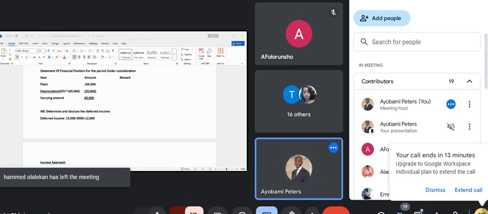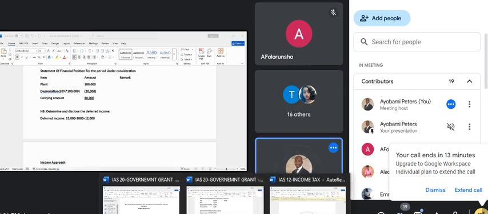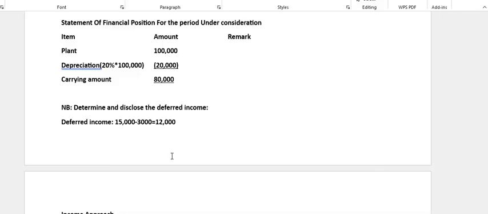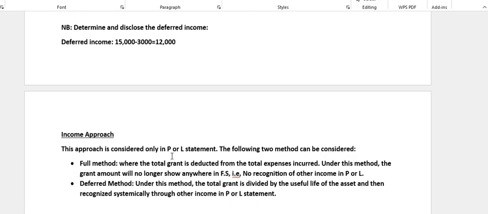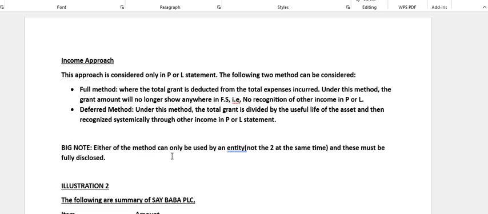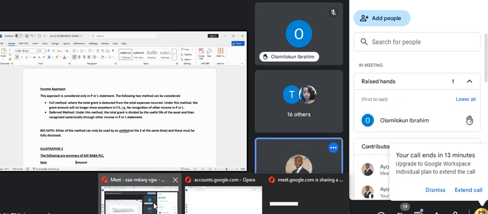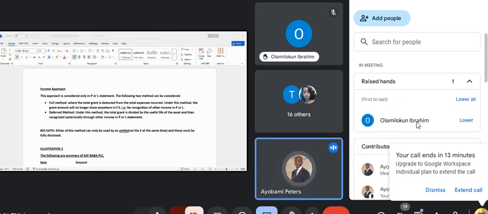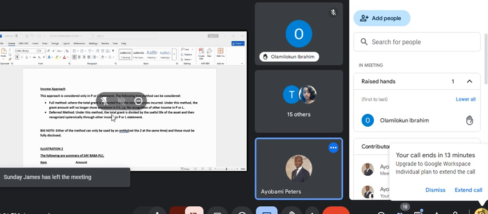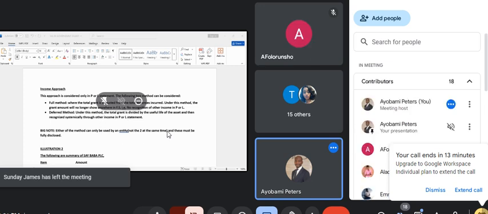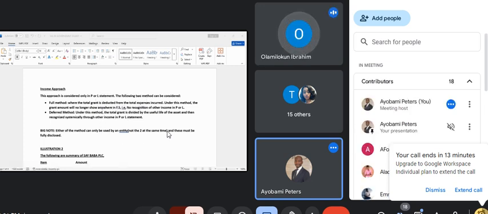Any question? Okay. In the absence of any question, let's go ahead and look at the income approach. Under this income approach, the income approach has to do with... Okay, Olamiloku Ibrahim, you are raising your hand. Go ahead. Okay, yes, sir. Thank you, sir.